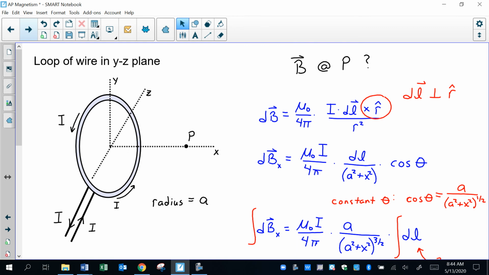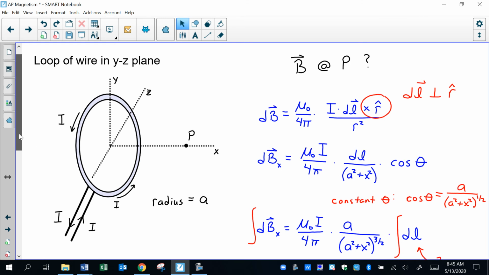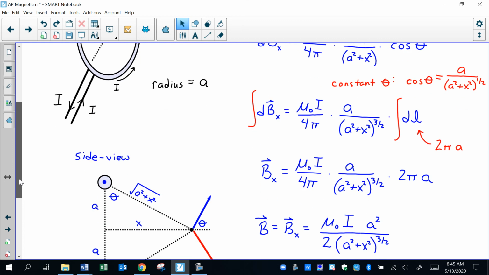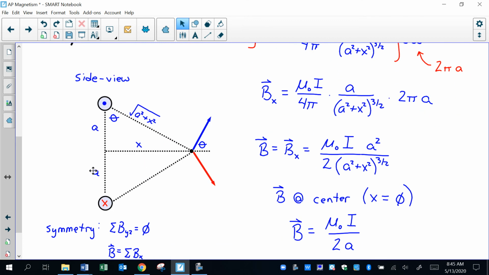So continuing on with more examples, here we have a loop. It's in the YZ plane. Z is going into the board, and Y is going up and down, obviously, and X is going straight to the side. So basically you're looking at the side view of this loop. And if I scroll down, that's what we're looking at right there. So my Y is here, my Z is straight into the board, and then here is my X. So that's what we're looking at.